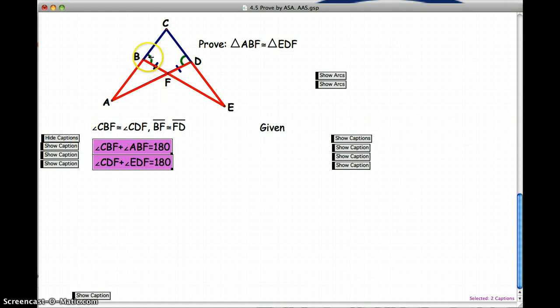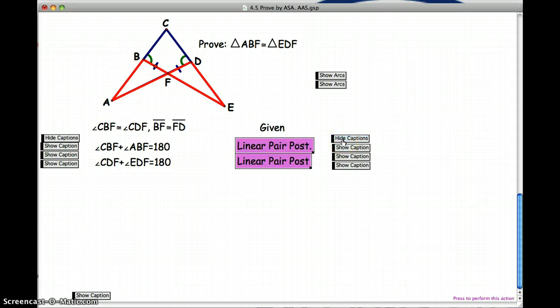All right, well, first of all, the reason they give us this right here is because now we know that angle CBF and angle ABF are supplementary. They equal 180 degrees. We also know that angle CDF and EDF are supplementary. They equal 180 degrees. How do we know that? Yeah, they're just a linear pair, right? So it's a linear pair postulate. Okay?